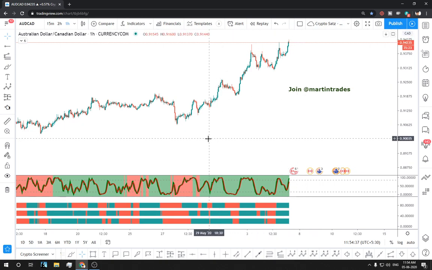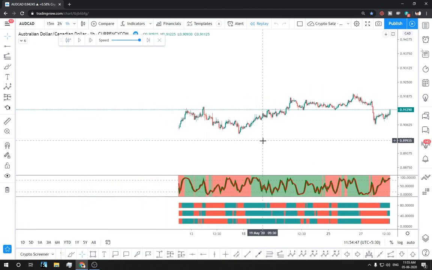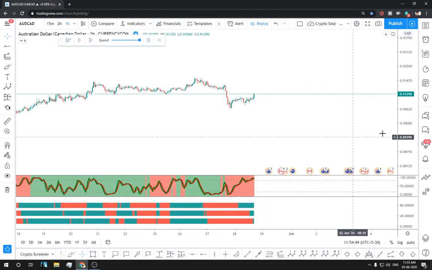Basically for this strategy, the thing you need to do is wait for a candle close. For example, I'll show it over here. I've just gone back.